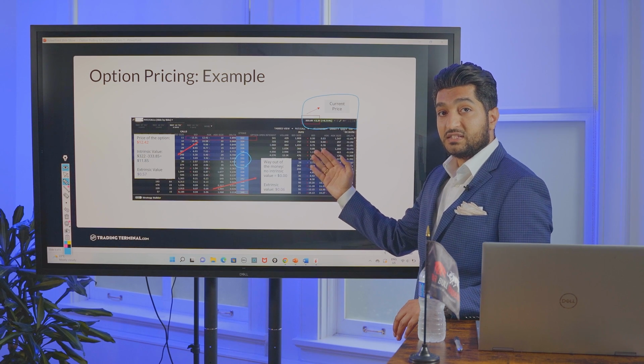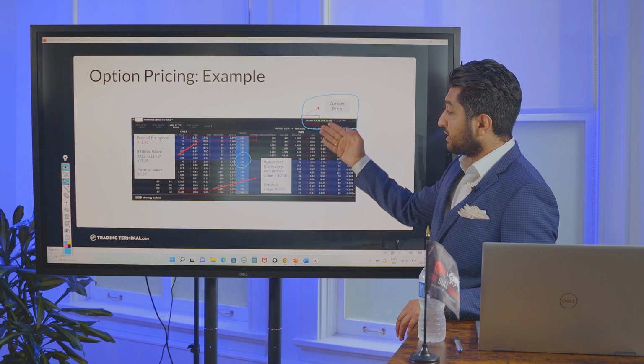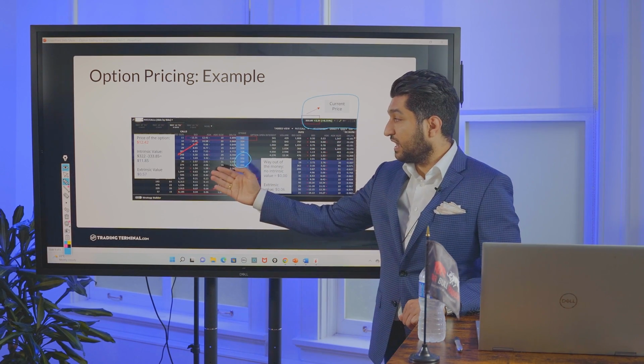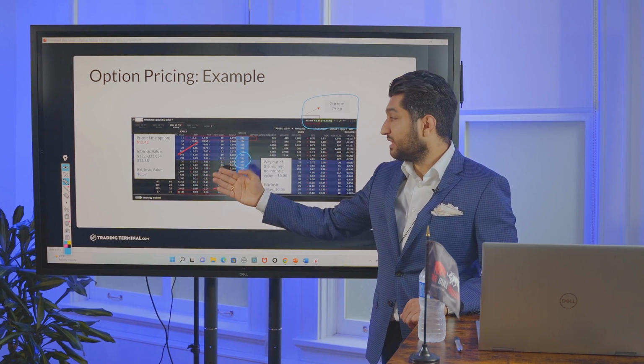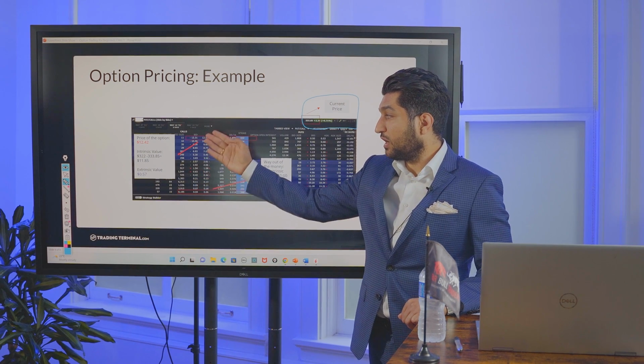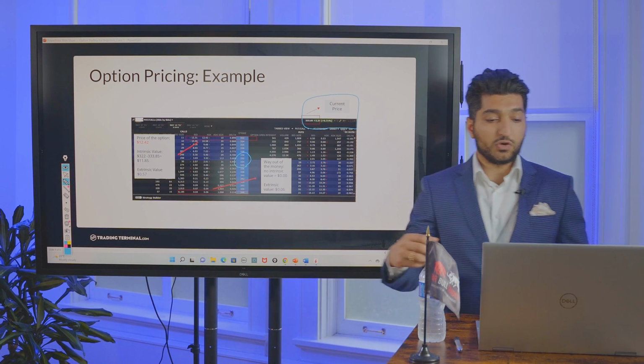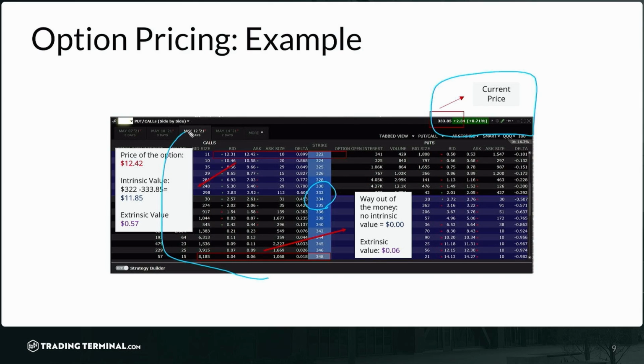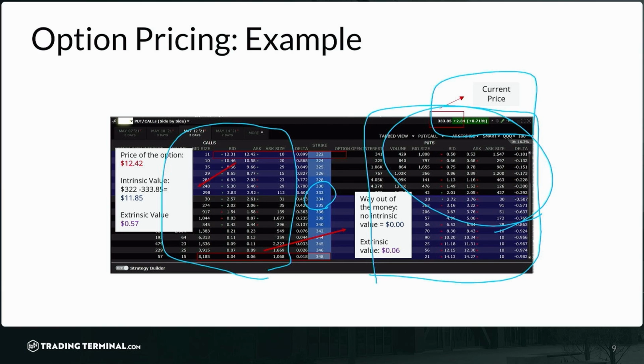On the right hand side, you have your puts. So if you're betting that the stock's going to go down, you should look somewhere in here in the option chain. On the left hand side, you have your calls. If you bet that the stock's going to go up, you should look on this side of the option chain. So let me show that one more time. You have your calls on this side, and you have your puts on this side. If you want to bet that the stock's going down, you want to look in this area. If you want to bet that the stock's going up, you want to look in this area.